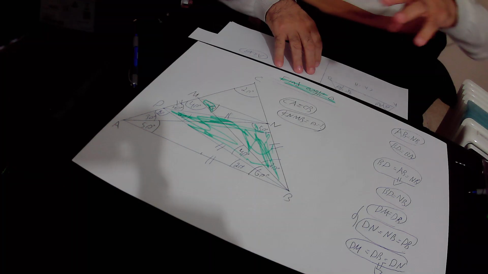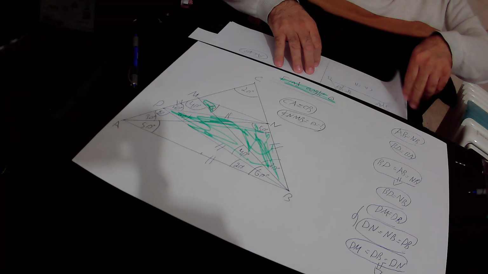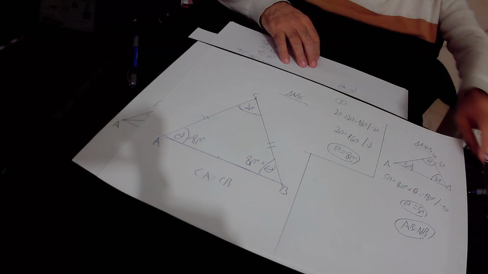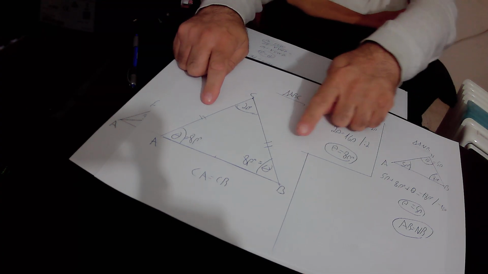Our mission is to find out the size of this angle, angle theta, that is also angle NMB. So first of all, I'll copy triangle ABC in a new page and analyze it. This is triangle ABC that I got from the original drawing. Side CA equals side CB.